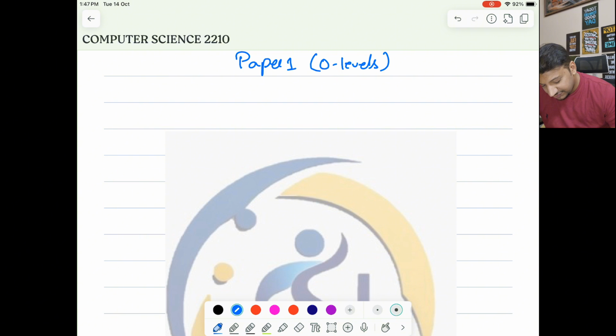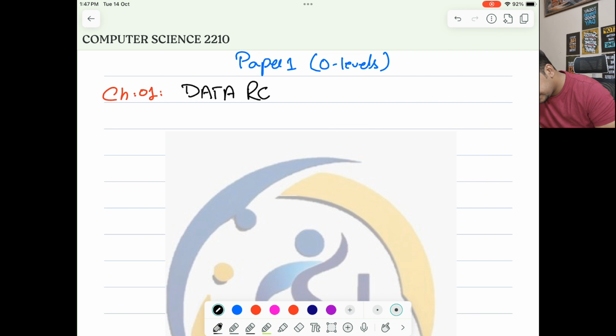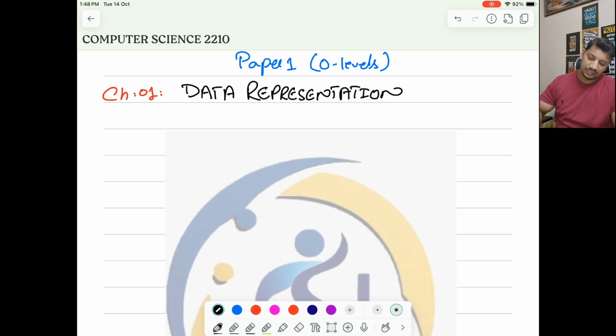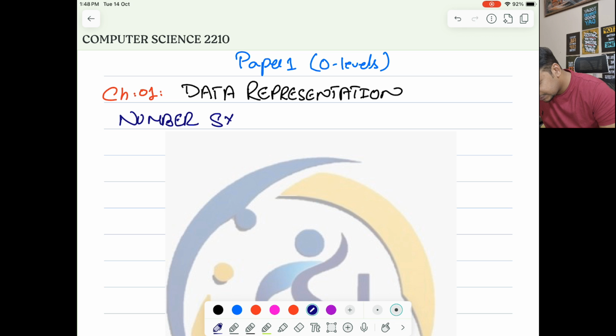Okay, so now we're gonna start our chapter number 1, and that is called data representation. Basically in data representation we have 3 to 4 components. It's a very big chapter. The first component of this chapter is based on the number system. So in today's lecture we're gonna do the number system conversion.